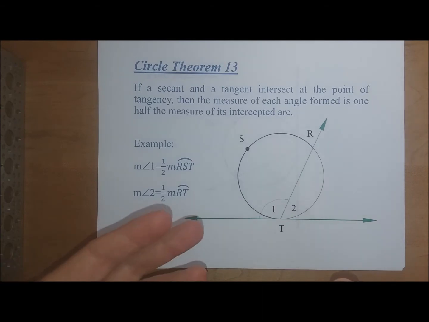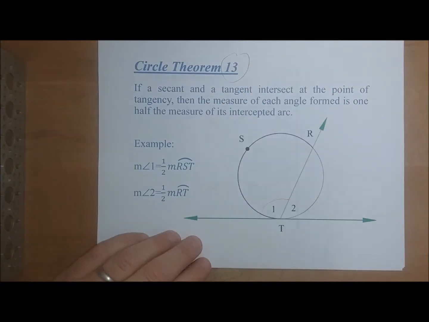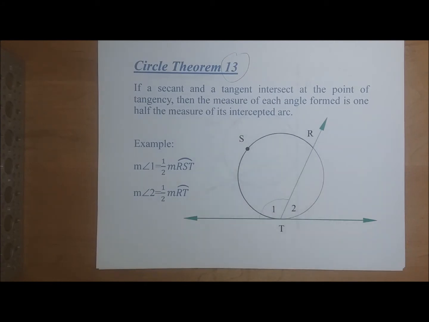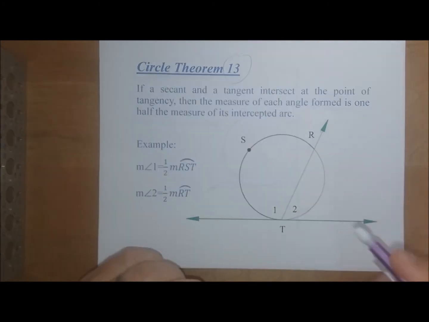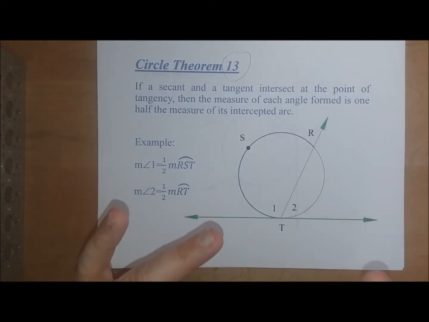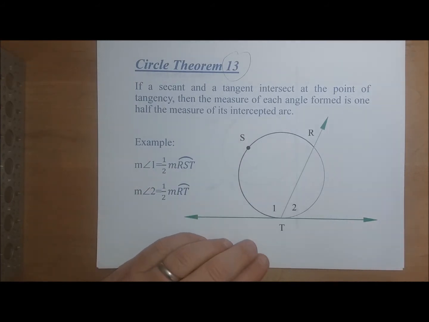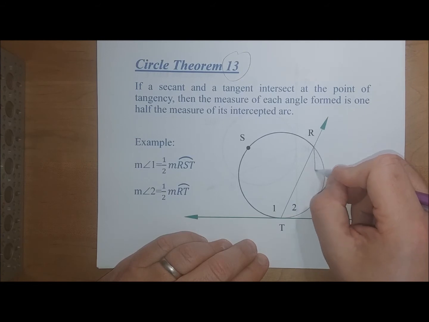All right, I know how you're feeling right now. You're like, wow, there's lots of circle theorems. We're on 13 already. This is a lot of stuff to remember. So how do we remember this without really stressing ourselves out? The way I like to think of this is, it's exactly like an inscribed angle. Pretend that I had some inscribed angle right here.